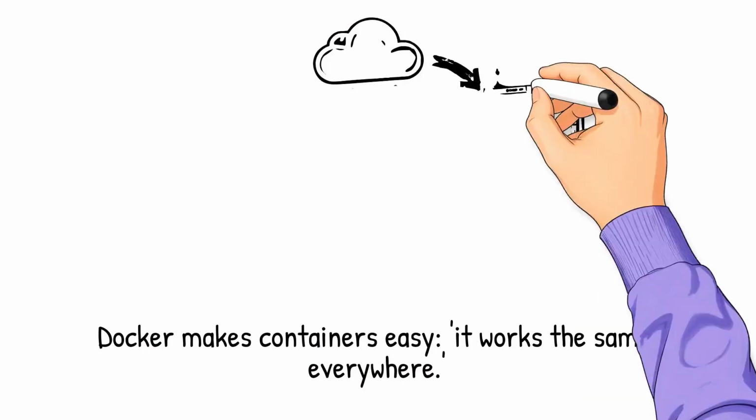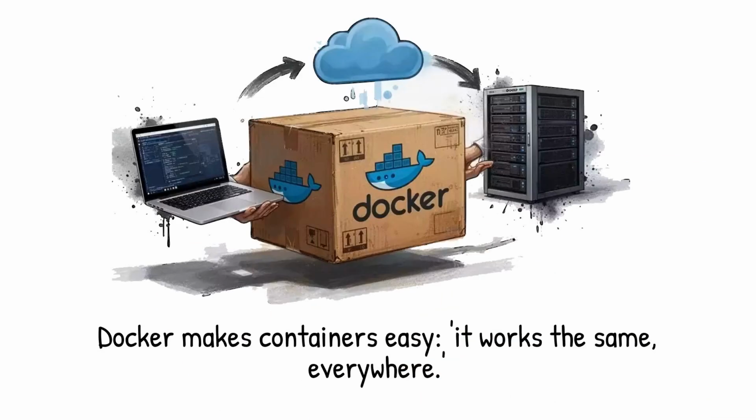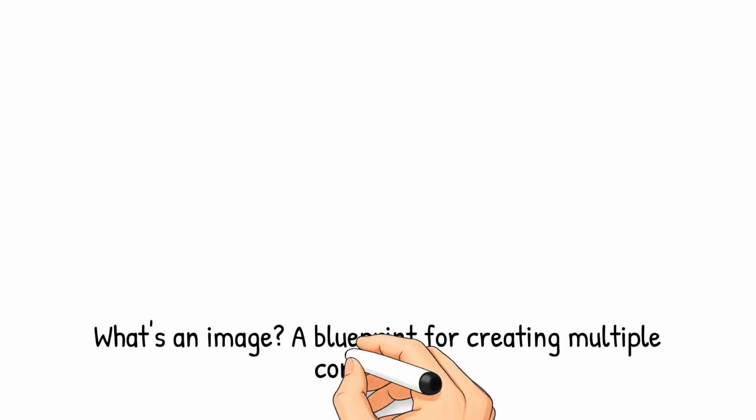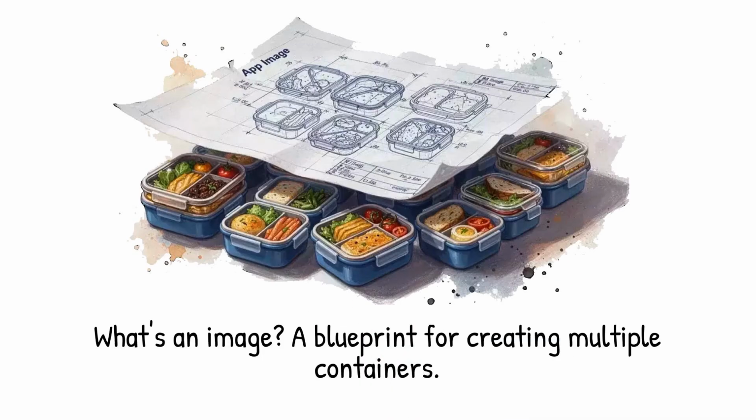This is exactly what Docker does. Docker is the tool that builds these containers and runs them. It's the most popular way to put your app in a box. An image is the blueprint, a frozen snapshot of your app and its environment. A container is what you get when you run that image. One image can start many identical containers.